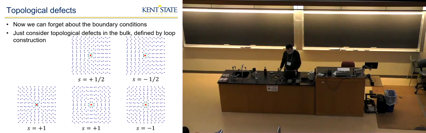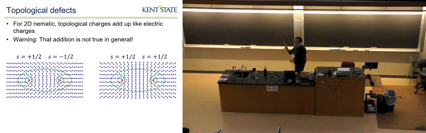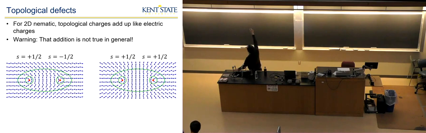What if you have two of these things? If you have a plus half and a minus half here, you can make a loop around the plus half and you rotate through 180 degrees in a positive direction. If you make a loop around the minus half, you rotate through 180 degrees in the negative direction. What if you make a gigantic loop that goes around both of them?